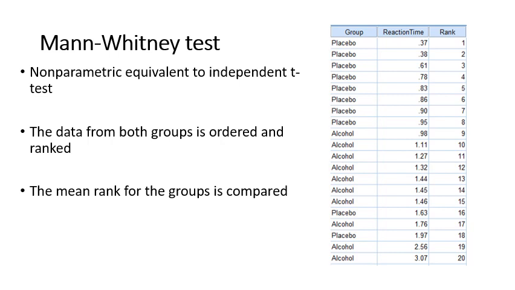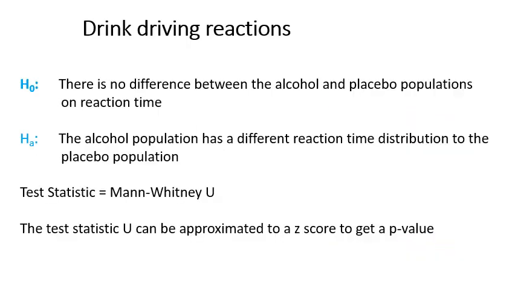If we look into the null hypothesis, you would say that there is no difference between the alcohol and the placebo populations in terms of reaction time. And for your alternative hypothesis, you would say the alcohol population has a different reaction time distribution to the placebo population, and you're going to use the test statistic, which is the Mann-Whitney U. The test statistic U can be approximated to a z to get the p-value.